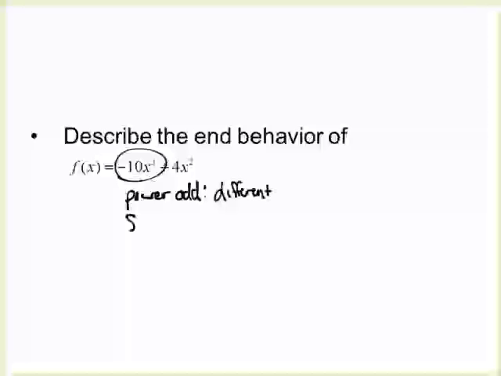Then we care about the sign of that term. Is the sign positive or negative? Negative, because it's negative 10. What does that mean? Go down. The right is going down. And the left will be going up because they're doing different things.